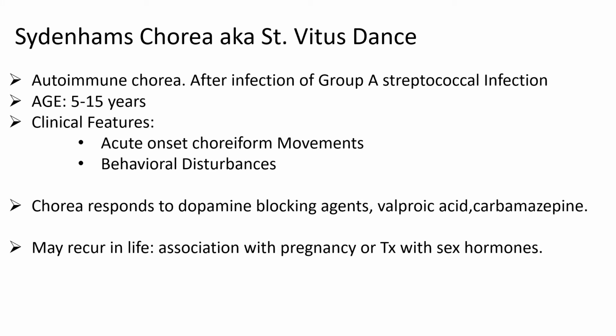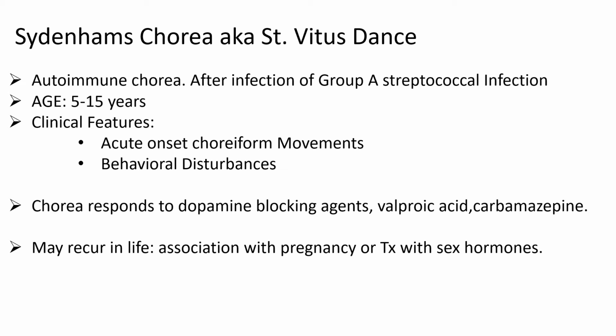Quickly talking about Sydenham's chorea, also known as St. Vitus dance. It is an autoimmune chorea and often occurs after infection with group A streptococcal infection. The age of onset is typically 5 to 15 years, and the clinical features include an acute onset. Therefore, it is an acute disease, right?